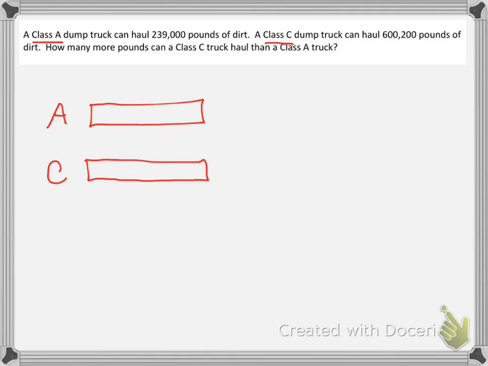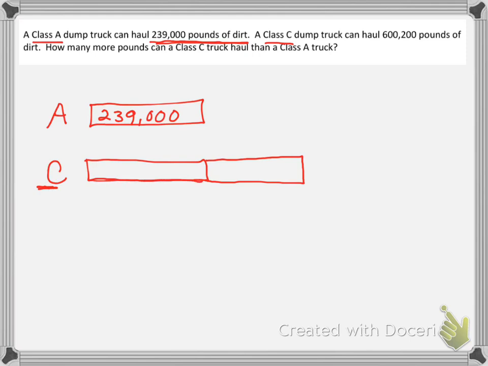All right, so let's go back to that problem. A Class A dump truck can haul 239 pounds of dirt. So that's important, so we need to write that in here. 239,000 pounds. Now, a Class C dump truck can haul 600,200 pounds. So now, looks like I'm going to have to add a little bit more to my tape diagram in order to show that many more pounds, because this one is larger than A.